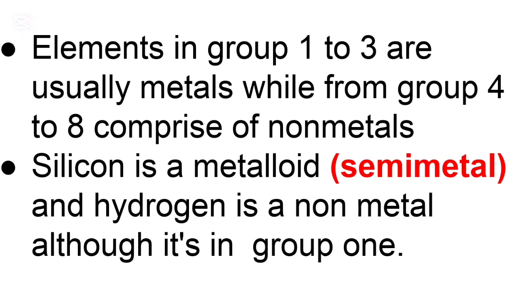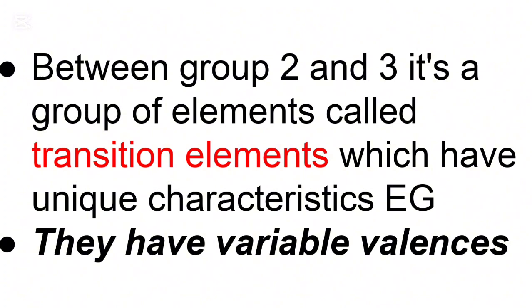So note that. Now between group 2 and 3, there is a group of elements called the transition elements, which have unique characteristics. So between group 2 and 3, we normally have a section which is left. If you look at our periodic table up there, there is a section that is left. And that is the section that constitutes the transition elements, which are unique. They have unique characteristics. For example, they have variable valencies.